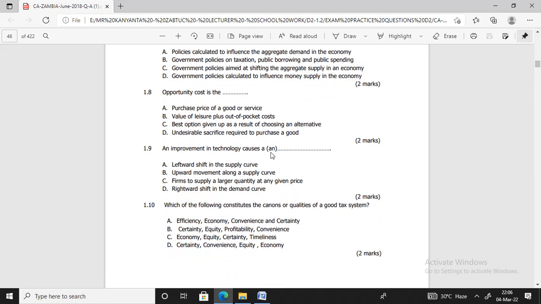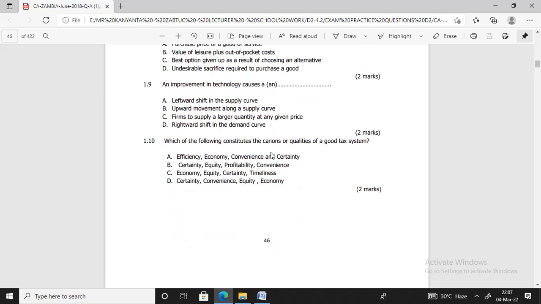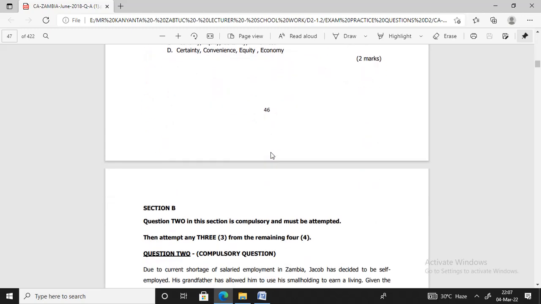1.10, which of the following constitutes the canons or qualities of a good tax system? The qualities of a good tax system include things like equity, economy, convenience, and certainty. Certainty, convenience, equity, and economy is the correct option there. That's option D. So option D is correct on that one. Let's move on to section B.